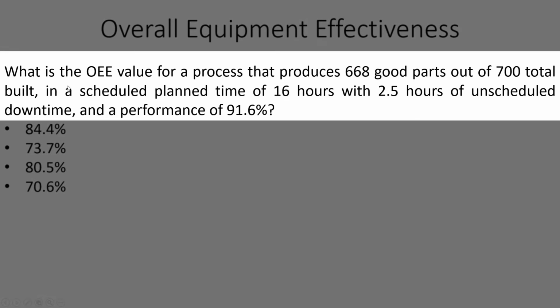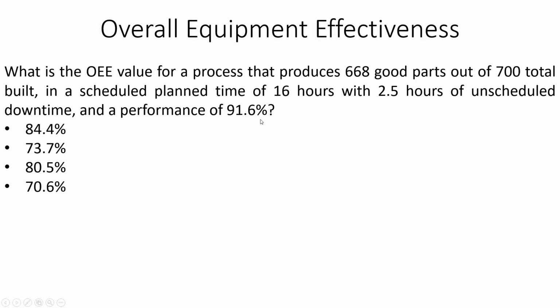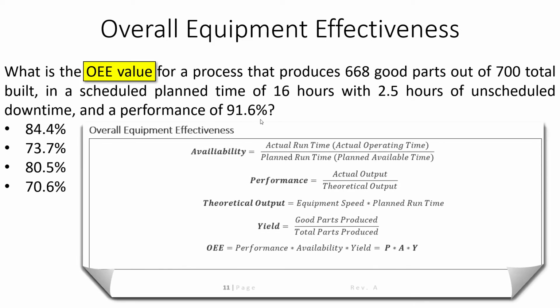So here in this problem, what is the OEE value for a process that produces 668 good parts out of 700 total built in a scheduled plan time of 16 hours, where we had 2.5 hours of unscheduled downtime and a performance of 91.6%. Now, right off the top, the very first keyword that you should focus in on is this idea of OEE. If you ever see a question that asks you specifically for the OEE, you've got to look up the OEE calculations.